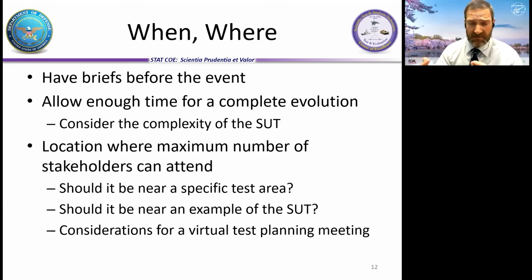Location, just things to consider there. It may be best to be near a test area. Maybe it's best to be near an example of the system under test. And then, of course, there's a lot of considerations for virtual test planning meetings. I'm not going to get into that. We've all been experiencing that over the past year or so.